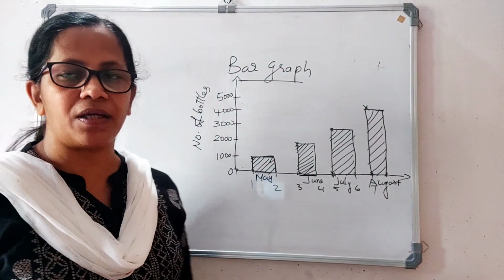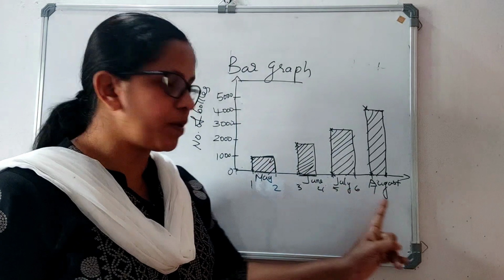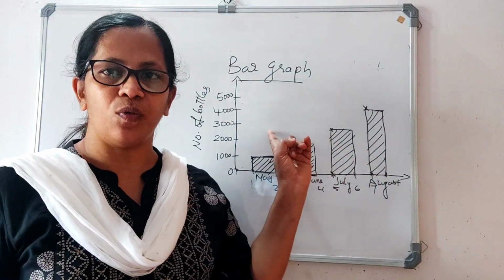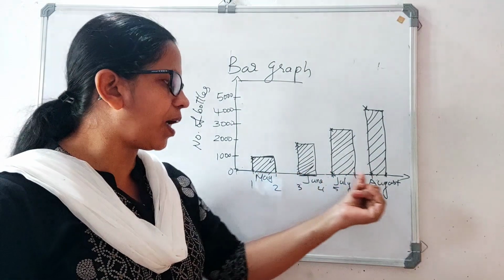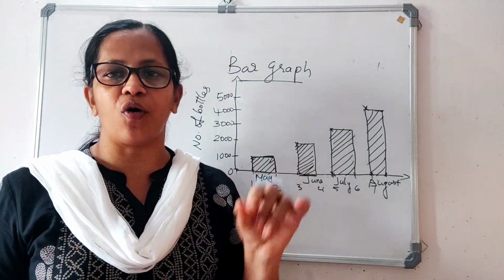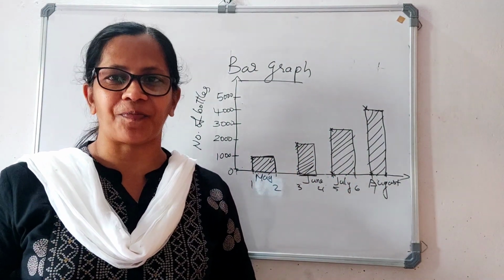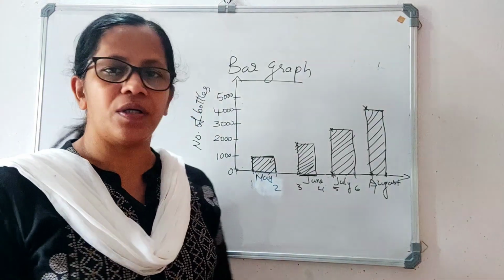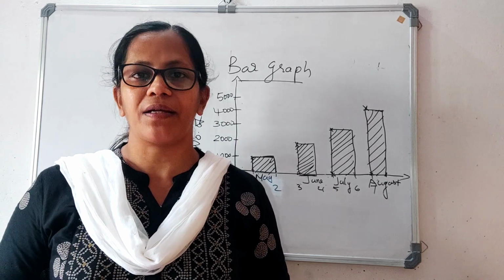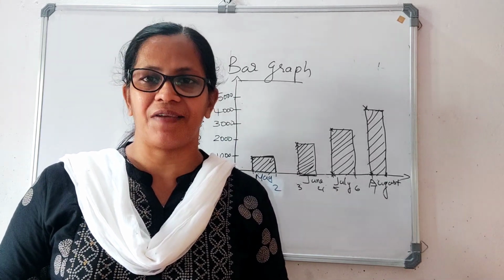Okay, 3 things should be taken care of: there should be a horizontal axis and vertical axis, the space between the bars should be the same, and the width of the bars should be the same. Okay, you have to watch this video. The remaining portions and practice questions will be given in the live class.